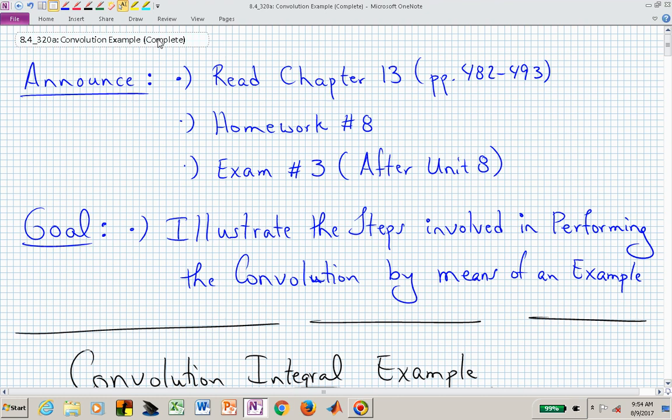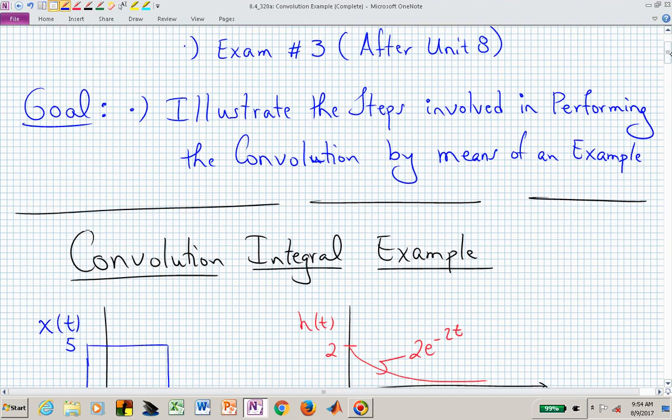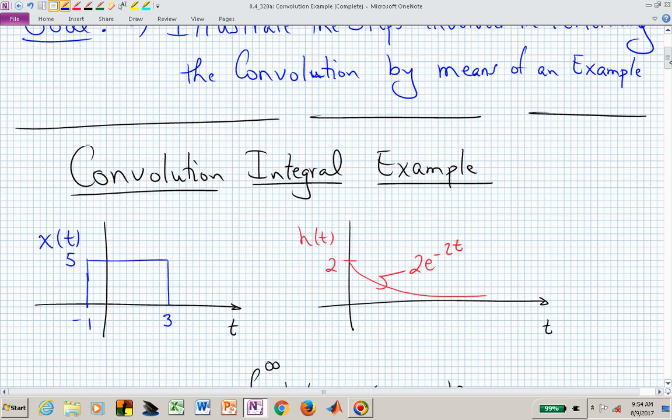Again, we're still in Chapter 13 at the very back side of Chapter 13. Homework 8 is due at the end of this unit, and exam number 3 will occur at the end of unit number 8, which is this unit.